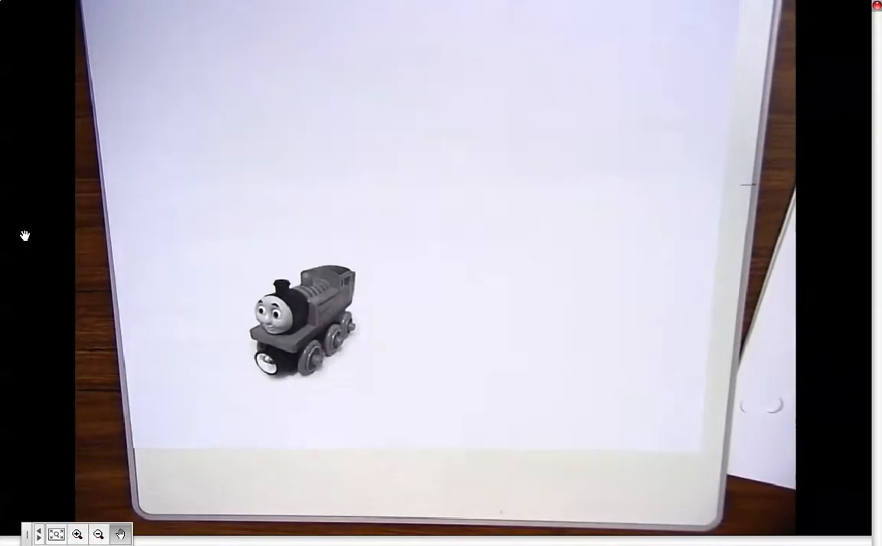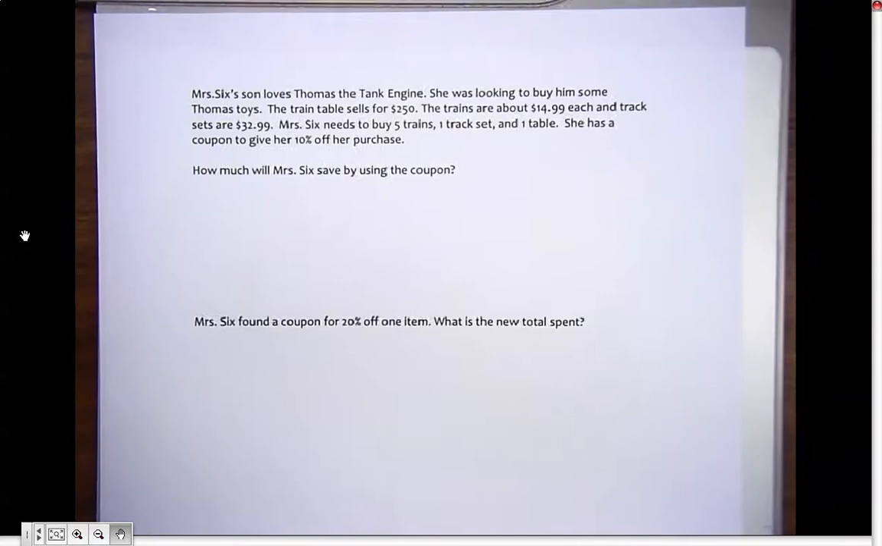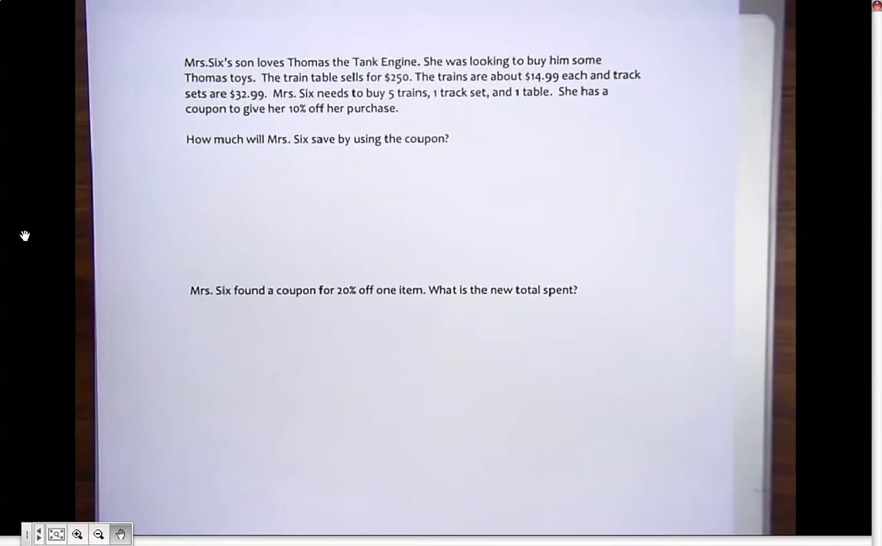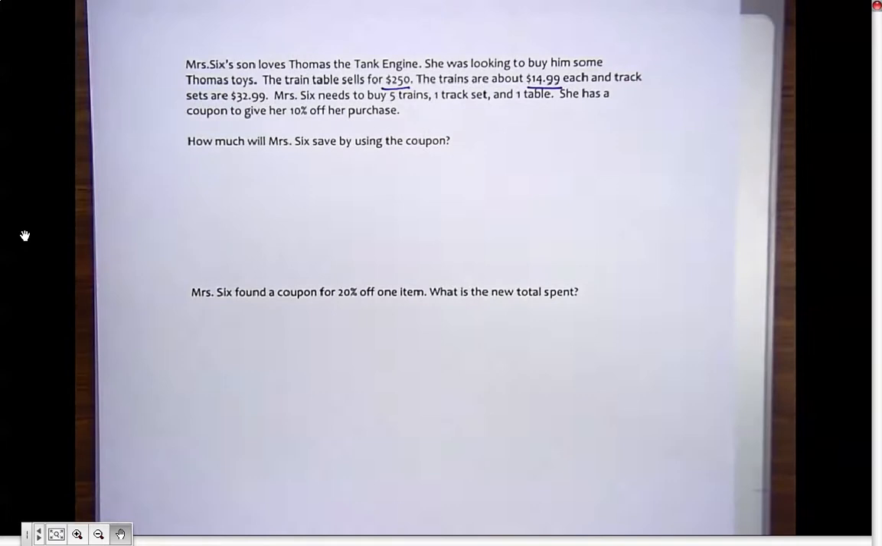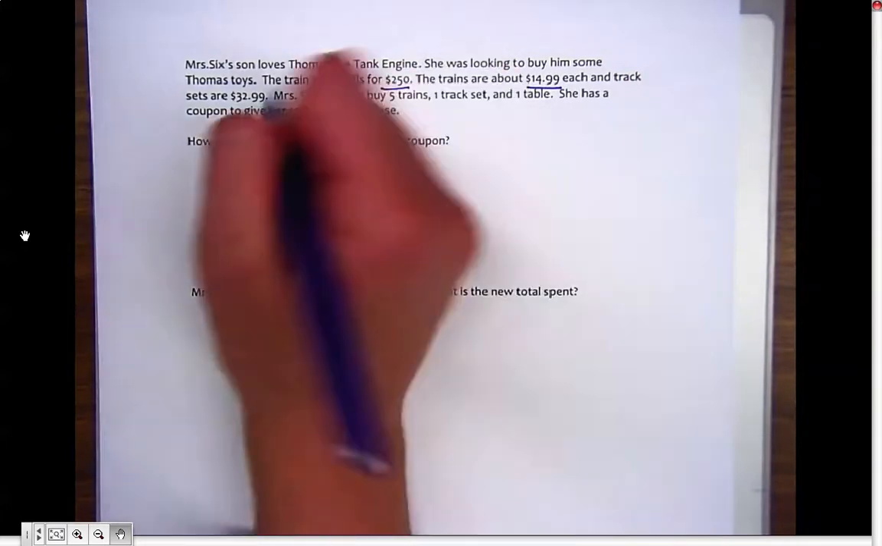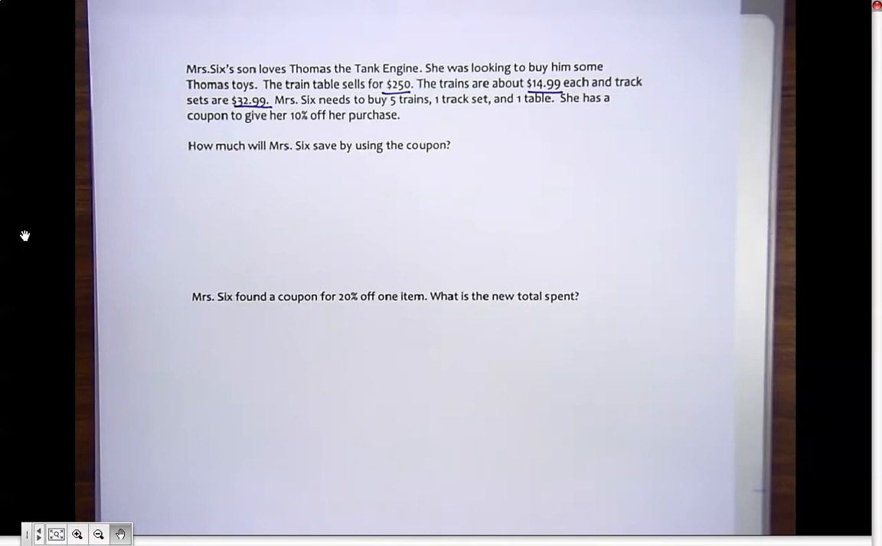All right. Lastly, Mrs. Six's son loves Thomas the Tank Engine. She was looking to buy some Thomas toys. The train table sells for $250. The trains are about $14.99 each, give or take, and track sets are $32.99. Mrs. Six needs to buy 5 trains, 1 track set, and 1 table, and she has a coupon that gives her 10% off her total purchase.